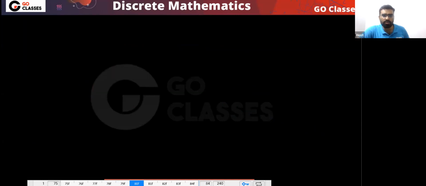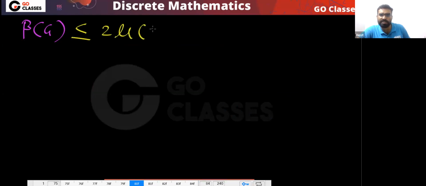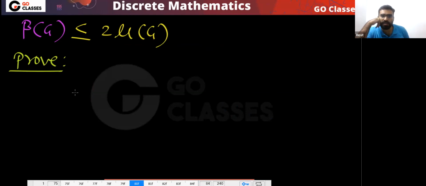How to prove this relation? This relation says that beta, the vertex cover number, is less than or equal to twice the maximum matching number. How to prove this? This is also a very simple proof. If you have a maximum matching, so let us assume you have a maximum matching.